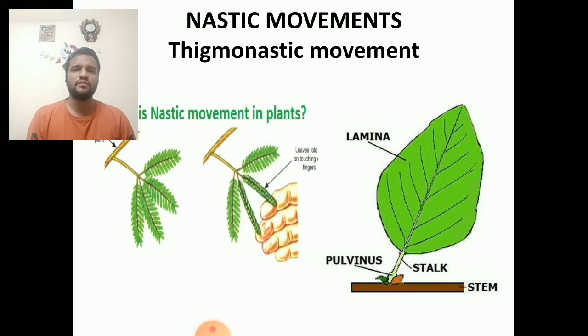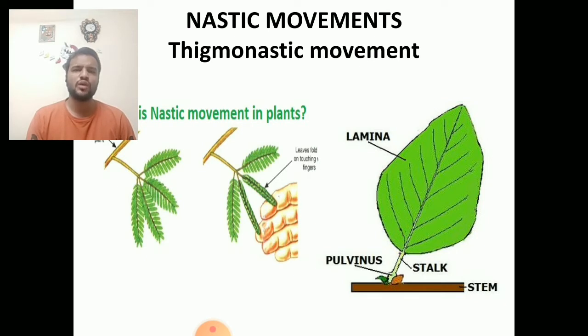It means that in Nastic movements, it is not mandatory that all the responses generated should be growth related responses or help in the growth of the plant. Such responses or movements are called Nastic movements in the plants. Nastic movements are again divided into thigmonastic movements and photonastic movements.